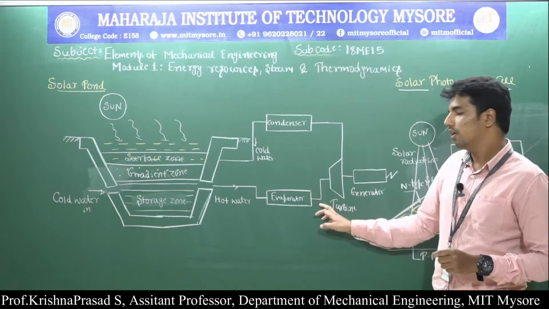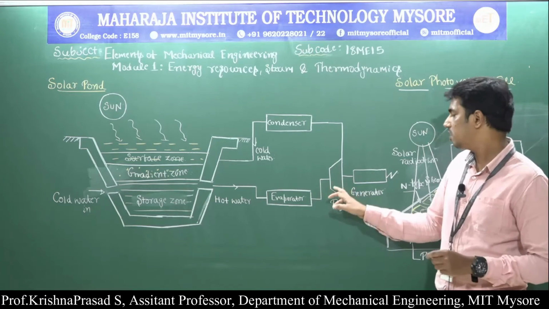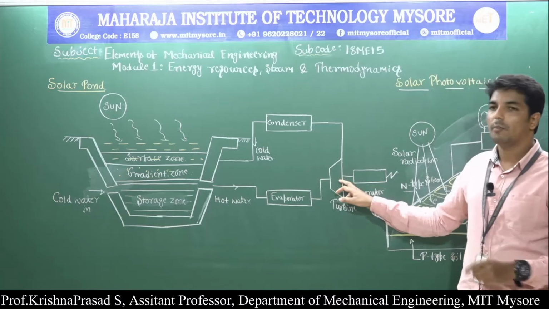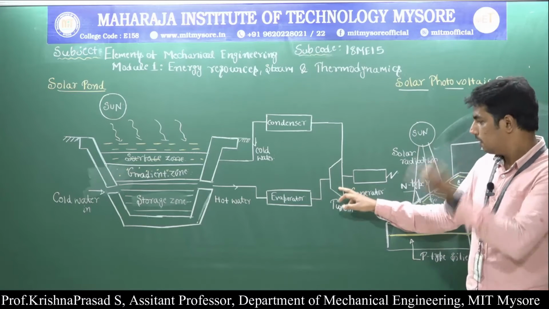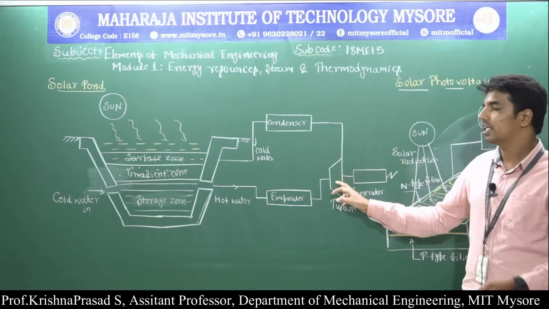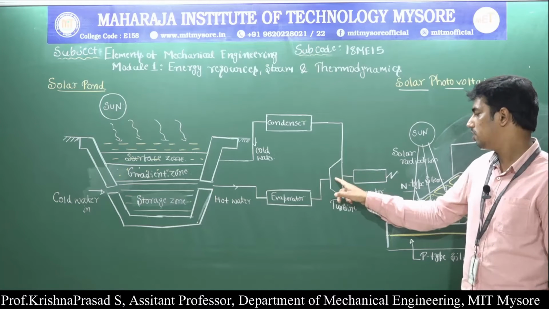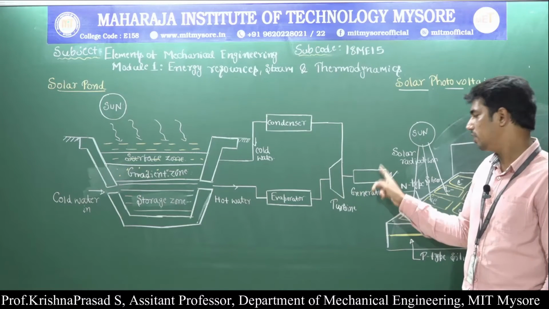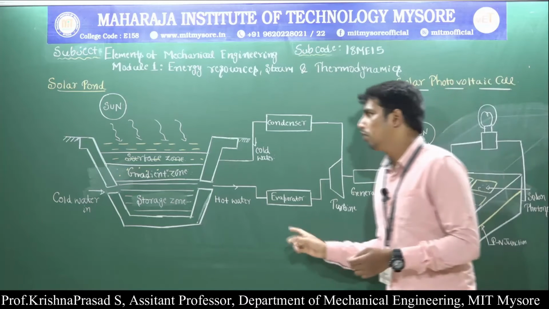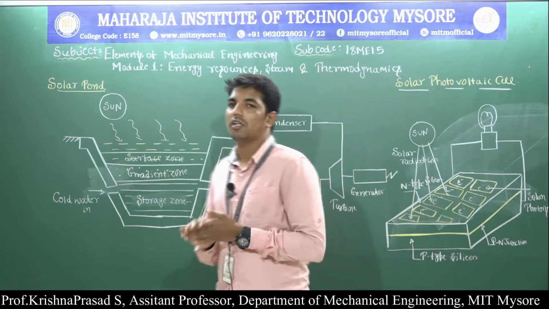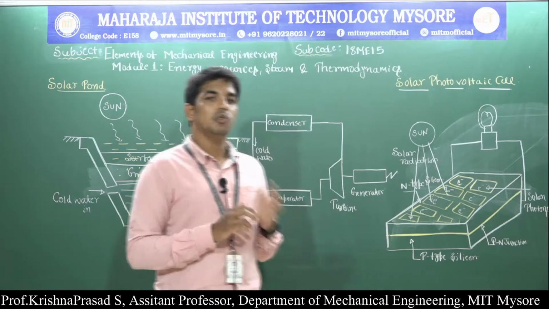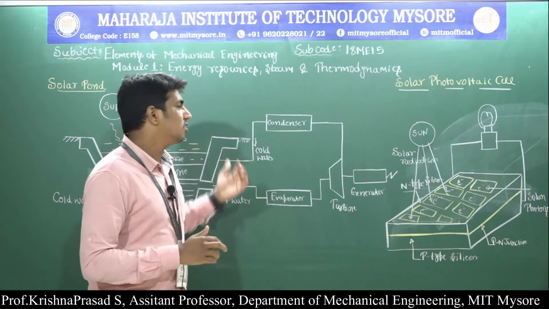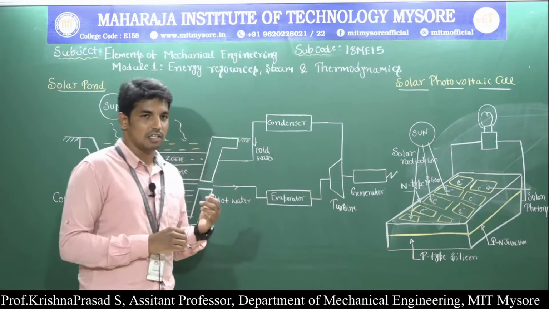The steam, having very high heat energy, is then made to flow over the turbine in order to convert the heat energy of the steam into mechanical energy. Then mechanical energy in turn can be converted into electrical energy with the help of the generator. This solar pond in India is installed in Bhuj of Gujarat in order to utilize solar energy into electrical energy.